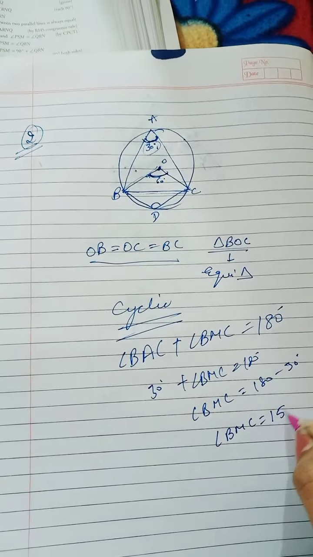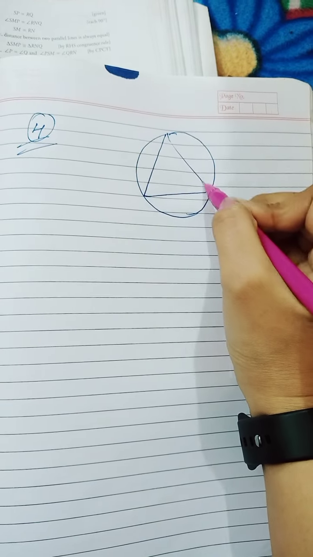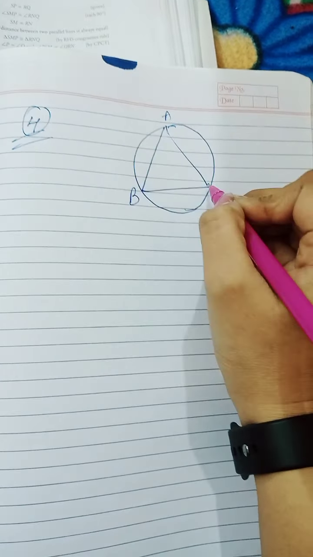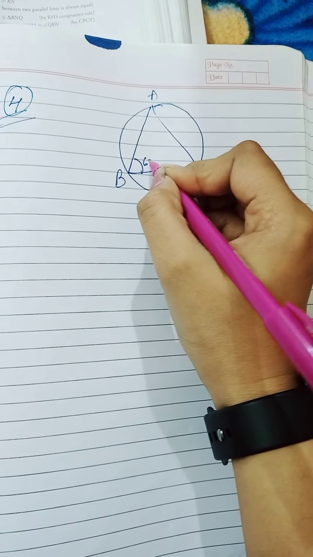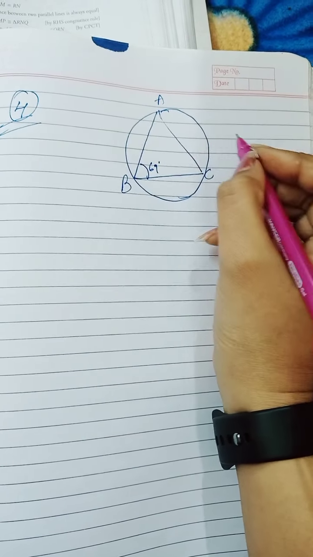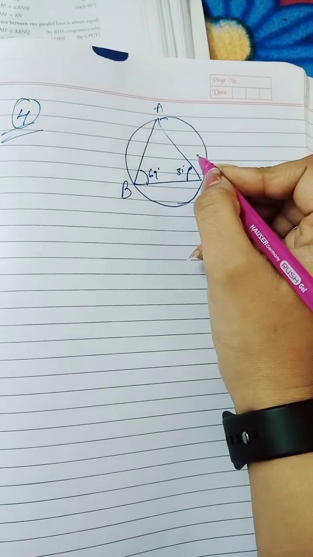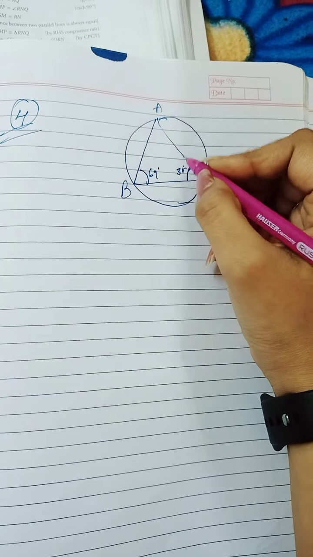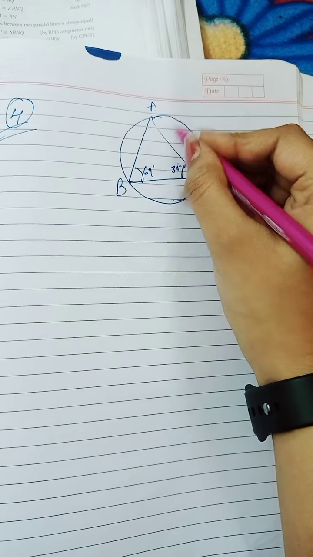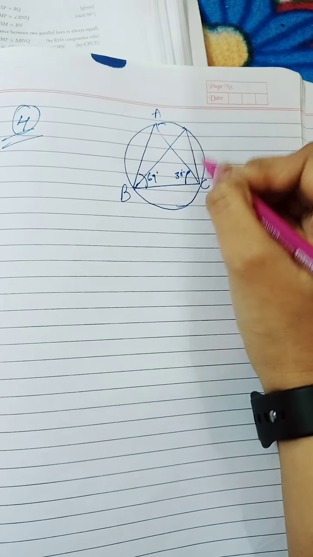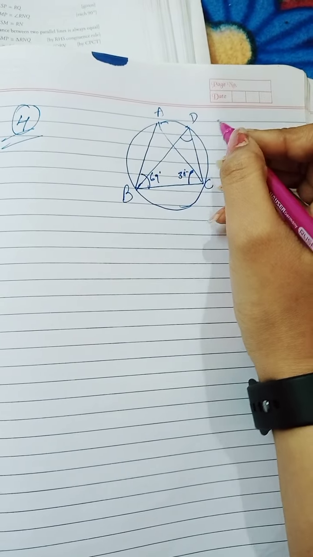Now coming to the next question, number 4. In a circle, the figure is given in the question only. Angle ABC is given to you as 69 degrees. This one is A, B and C. This is given to you as 69 degrees. ACB is 31 degrees. This one is 31 degrees. It is given to you. And next, find BDC. D point is over here. So you have to find this angle. How will you find it? Very simple.